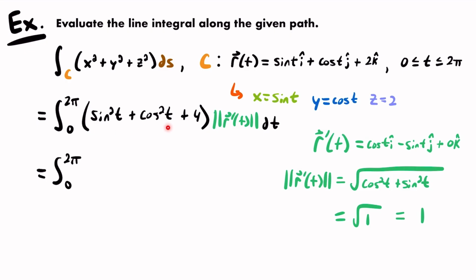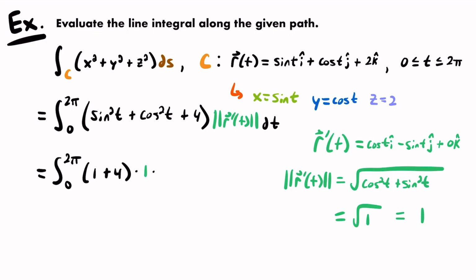Notice that we have another sine squared plus cosine squared. We can use the Pythagorean identity again right here. These two terms are just equal to 1. So we have 1 plus 4 multiplied by the magnitude of the derivative of the vector function, which is 1. I'm just going to write that down.